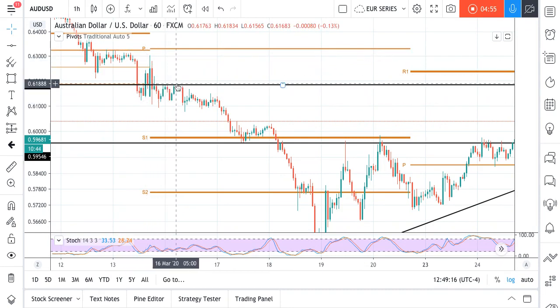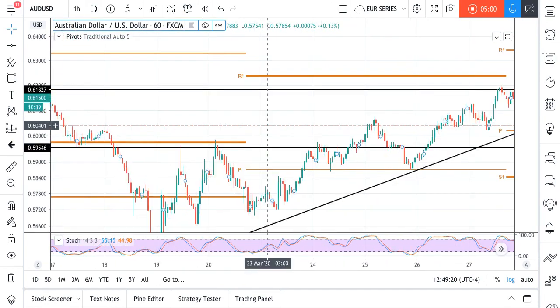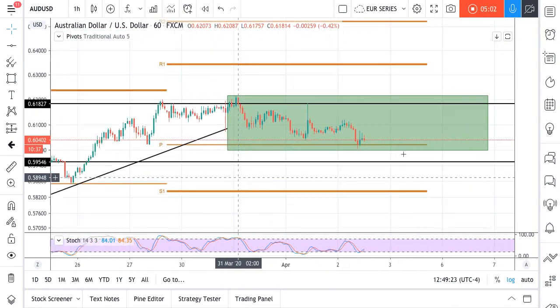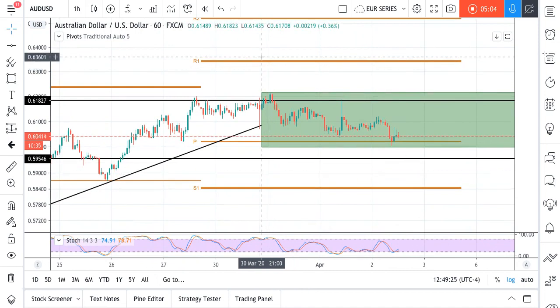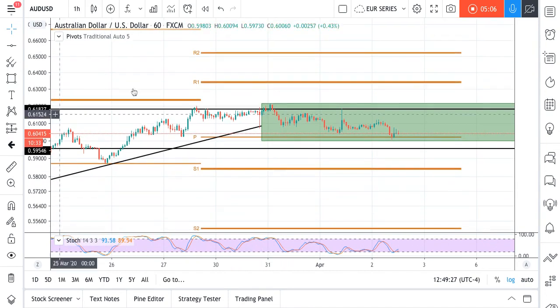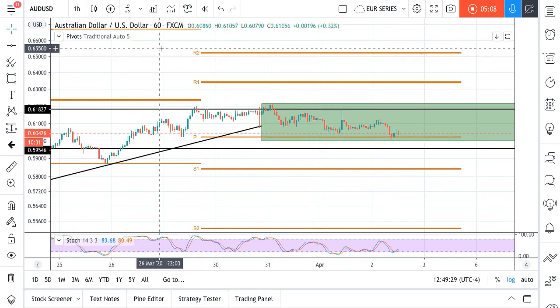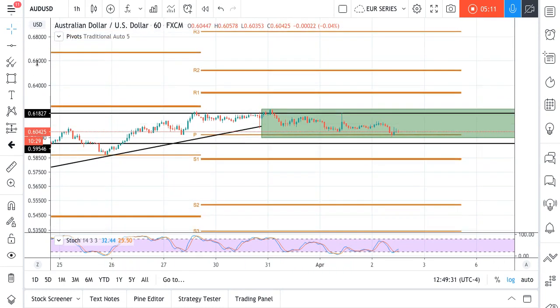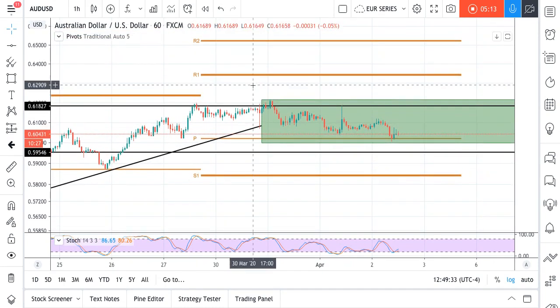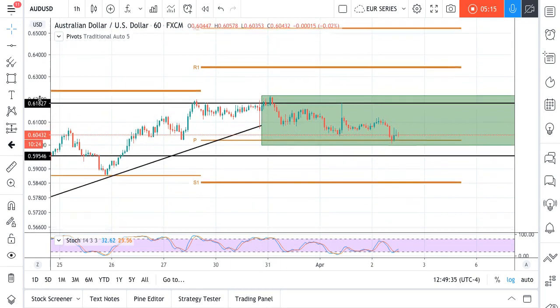Double top, formed a double top here, made his way back down. Okay, and so these gold lines are our pivot points. The R means resistance. So R1 means the strongest point of resistance. R2, second strongest point of resistance. R3, third strongest point of resistance. As the numbers get higher, the points get weaker.